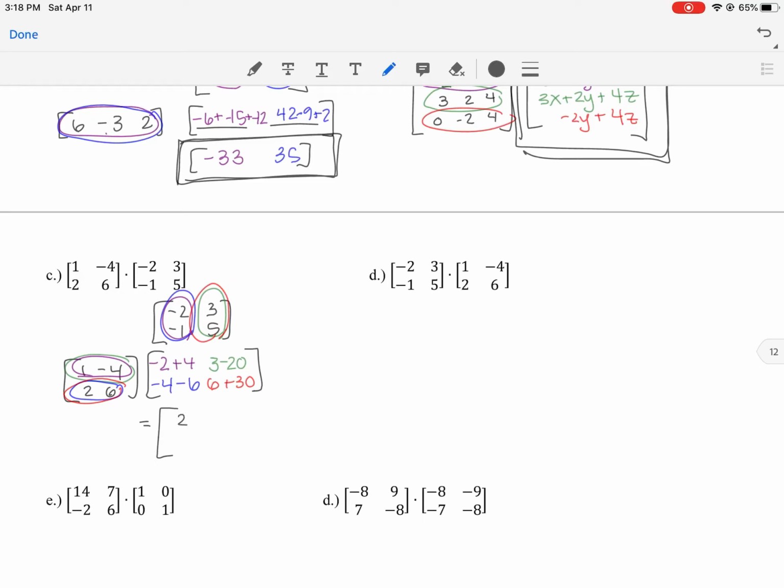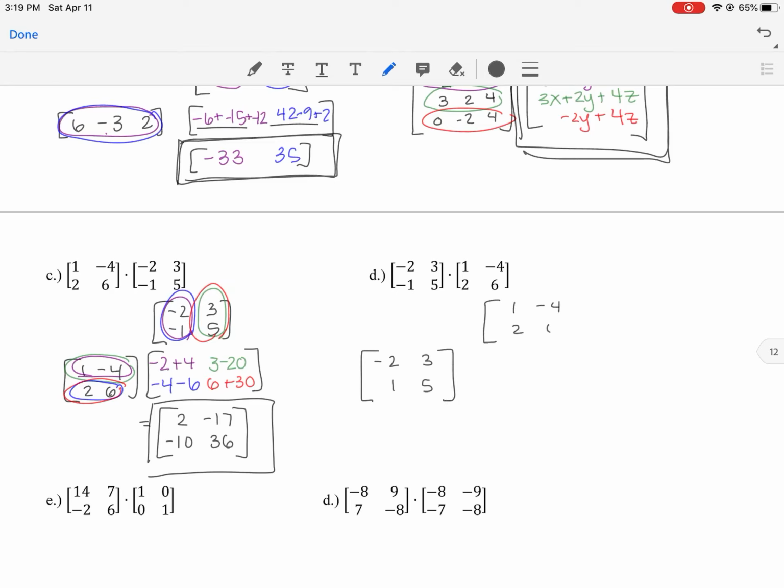Okay. So now we're just saying, hey, this is equal to, let's add those things. So -2 plus 4 is 2. 3 minus 20 is -17. -4 minus 6 is -10. And 6 plus 30 is 36. And that's your final answer.